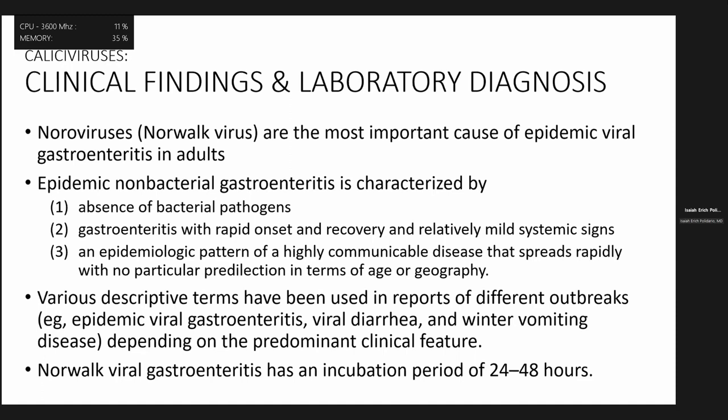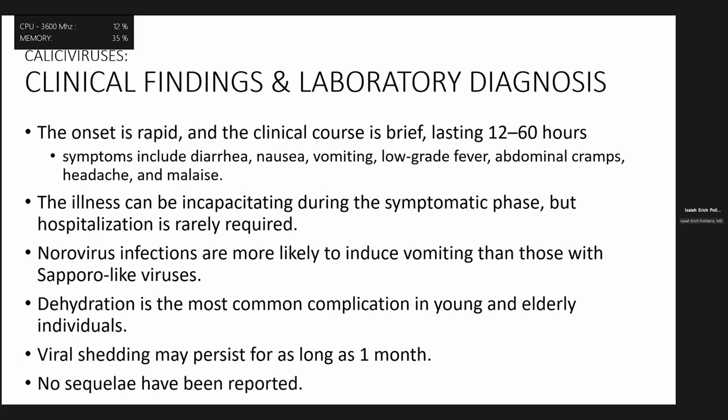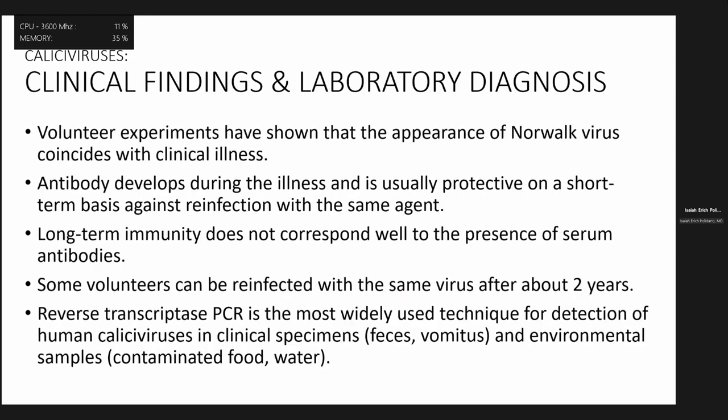Norwalk viral gastroenteritis has an incubation period of 24 to 48 hours. The onset is rapid, and the clinical course is brief, lasting 12 to 60 hours. The symptoms include diarrhea, nausea, vomiting, low-grade fever, abdominal cramps, headache, and malaise. The illness can be incapacitating during the symptomatic phase, but hospitalization is rarely required. Norovirus infections are more likely to induce vomiting than those with Sapporo-like viruses, and dehydration is the most common complication in young and elderly individuals. Viral shedding can persist for as long as 1 month, and no sequelae have been reported.